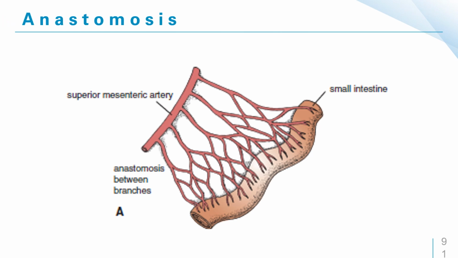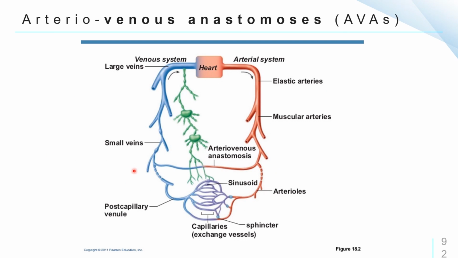Here are different types of blood vessels and their methods of union. An anastomosis happens when a branch of an artery joins another. Letter A shows you an anastomosis between the branches of the superior mesenteric artery found in the small intestines. Arteriovenous anastomoses, or AVAs, are direct connections between small arteries and small veins without the intervention of capillaries.